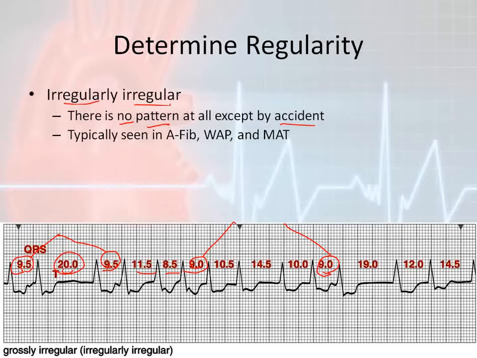Commonly, you will see these types of strips in people that have atrial fibrillation, a rhythm strip of a wandering atrial pacemaker, and sometimes a multifocal atrial tachycardia. These 3 types of rhythms we will actually cover later on in our atrial rhythm presentation.